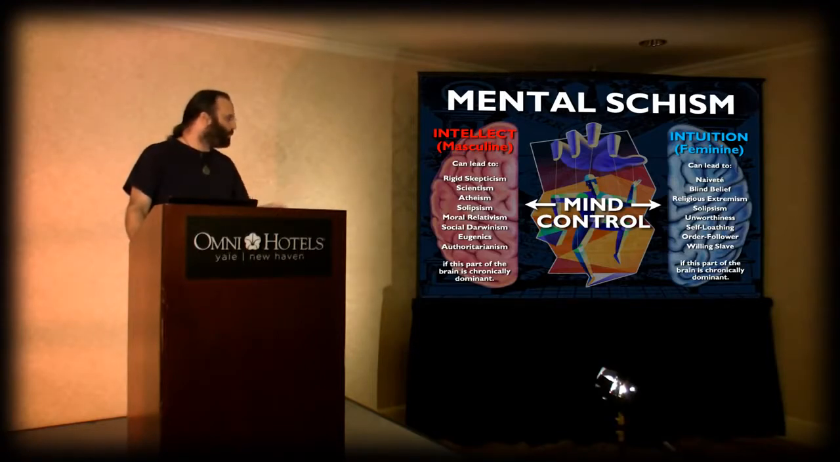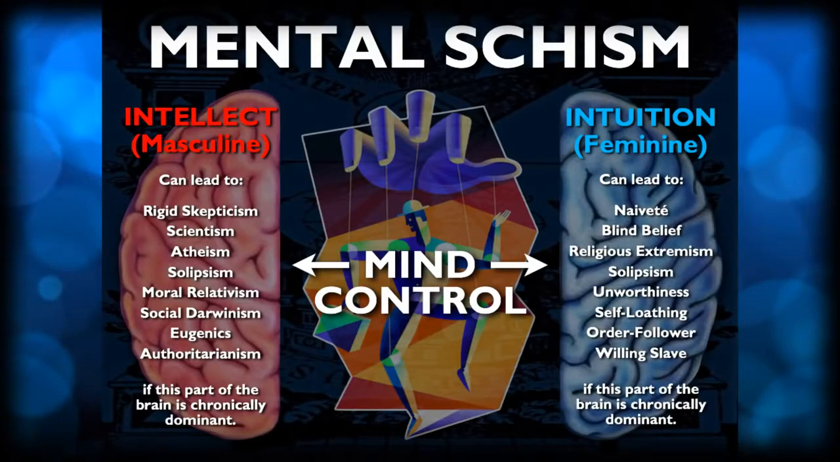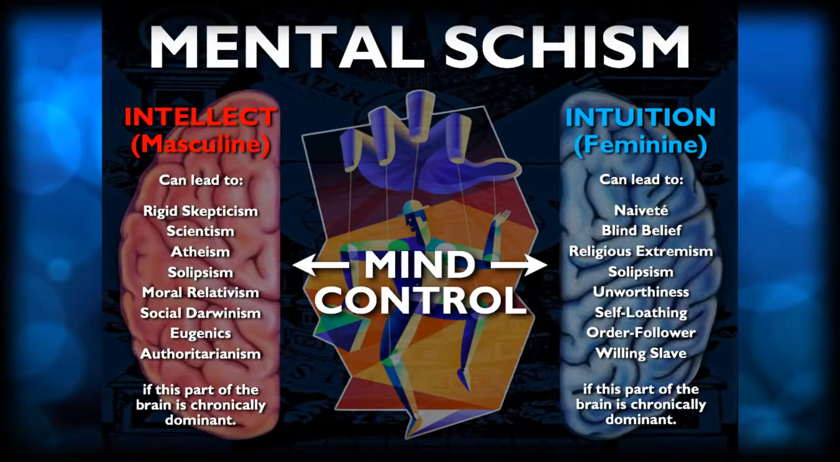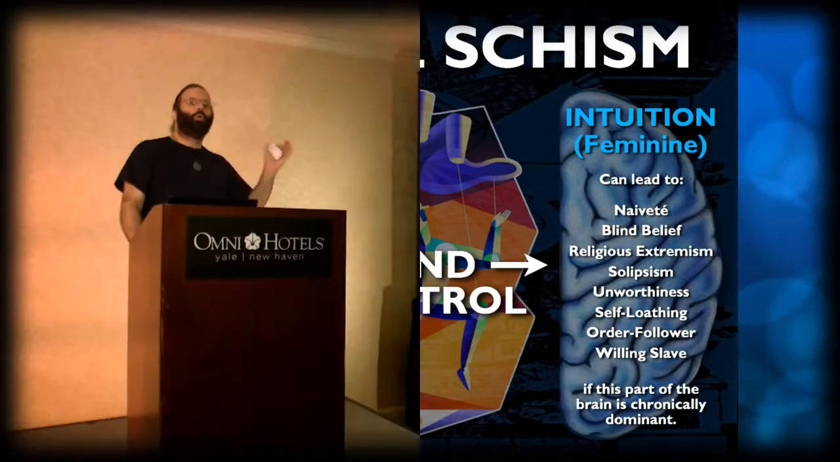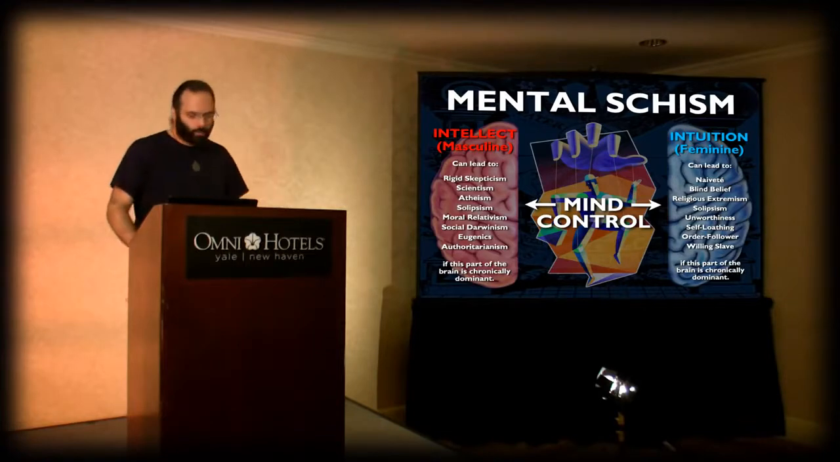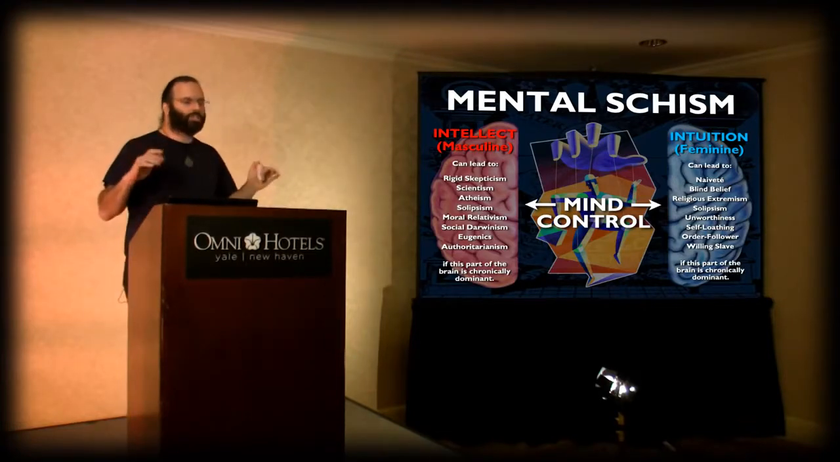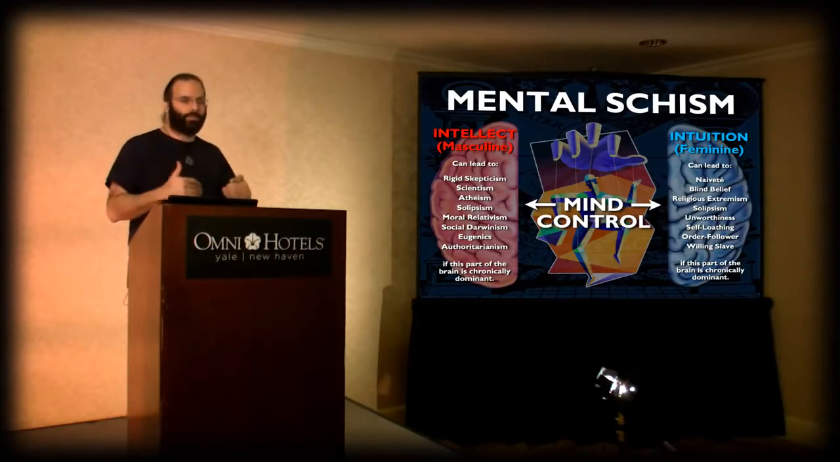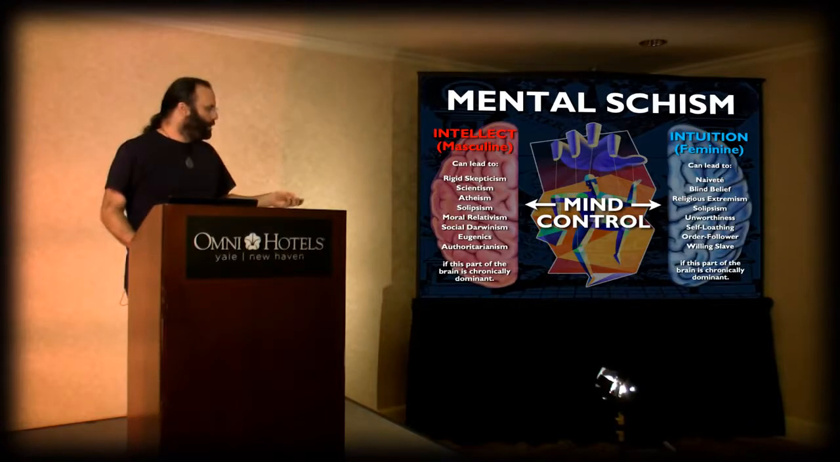And that's why the controllers want to propagate this imbalance and keep it in place. Again, religious extremism, that's a hallmark of right brain imbalance. Solipsism, no such thing as truth, all from right brain imbalance as well. Feelings of unworthiness, self-loathing, accepting orders from other people, being an order follower. We're going to have a whole section on order followers later and how this is the exact opposite of anything virtuous. For people that believe order following is some kind of a virtue, I don't know what to tell you. But it's the thing that leads to all evil in the world. It is accepting somebody's orders and not actually gauging for yourself whether the behavior is moral or not. Okay? And it creates a willing slave.